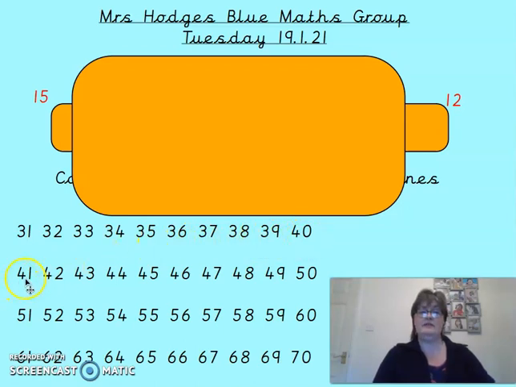Then we start our 40 pattern, 41, 42, 43, 44, 45, 46, 47, 48, 49, change to 50. 51, 52, 53, 54, 55, 56, 57, 58, 59, change to 60. 61, 62, 63, 64, 65, 66, 67, 68, 69, change to 70. How did you do? Did you get all those right? Fantastic if you did. Okay, let's move on now and have a look at what we're doing today.